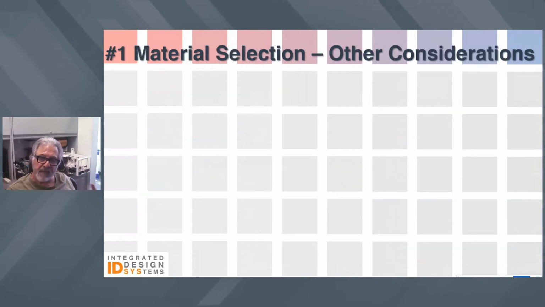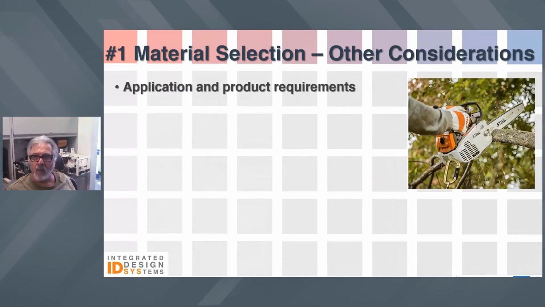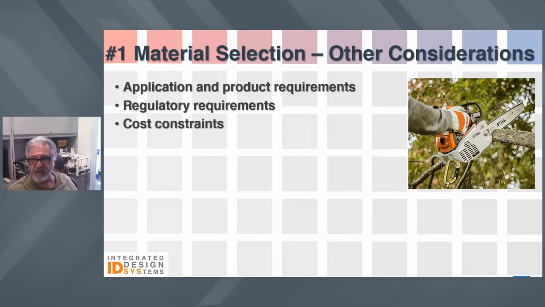In addition to the physical properties that I've just outlined, one should also be cognizant of the application and the product requirements, as mentioned earlier when I was citing some of the parameters associated with specifications. And again, regulatory requirements, safety requirements, cost constraints. Okay. Then there's processing considerations. All these parameters affect material selection.